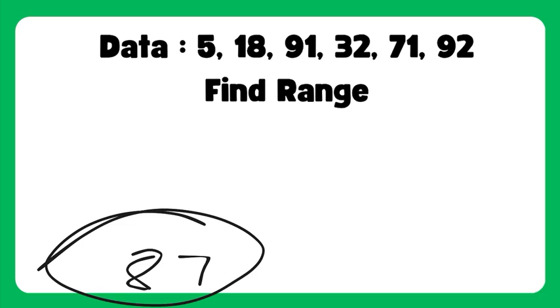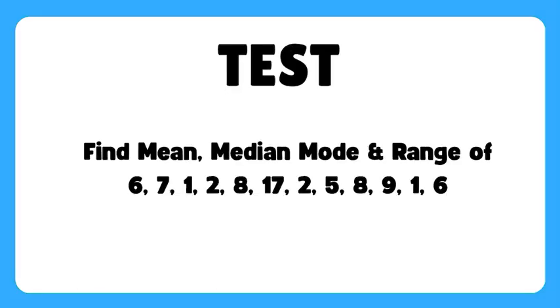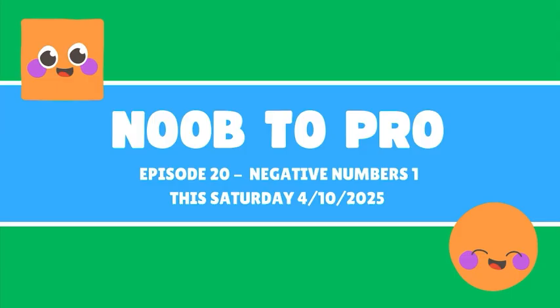So now we are done with this, and this is your test. There's only one question. You have to find the mean, median, mode, and range of this data: 6, 7, 1, 2, 8, 17, 2, 5, 8, 9, 1, 6. So for mean, you have to add all this up and find the average. For median, you have to find the middle number. For mode, you have to find the most common number. And for range, you have to do the largest number minus the smallest number.